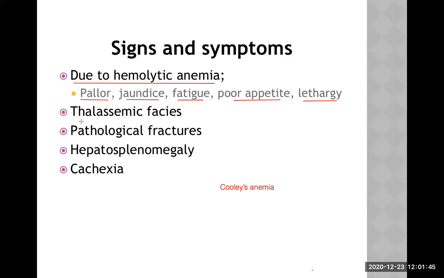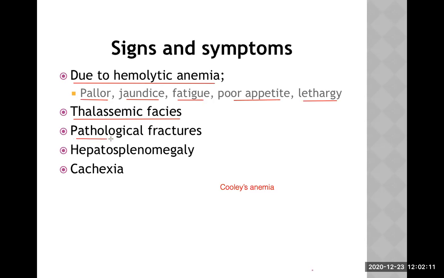Okay. Now, another important feature is the thalassemic facies. This is an abnormal facial appearance because of expansion of the facial bones, because of the expansion of the frontal bone in the skull, and because of abnormal configuration of the teeth, especially in the maxilla. A typical facial appearance occurs. This is known as thalassemic facies.